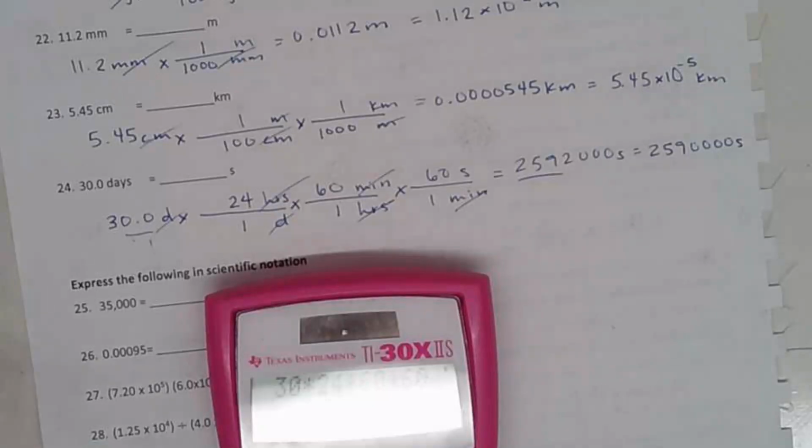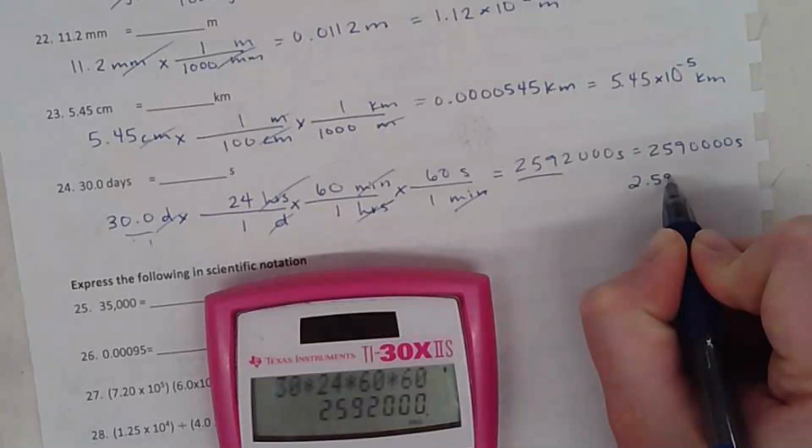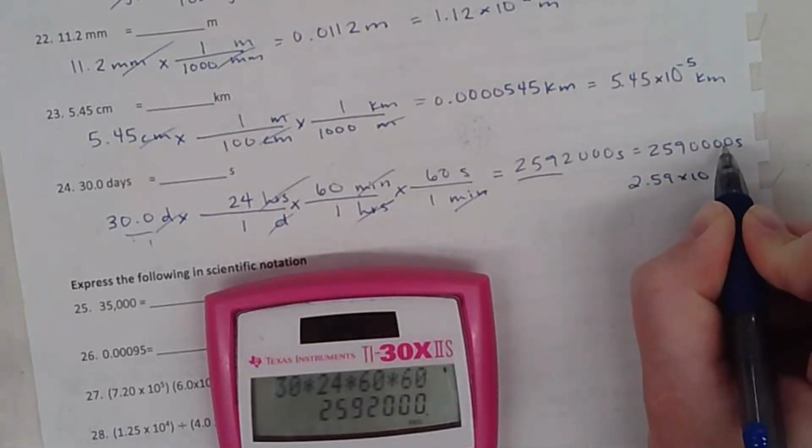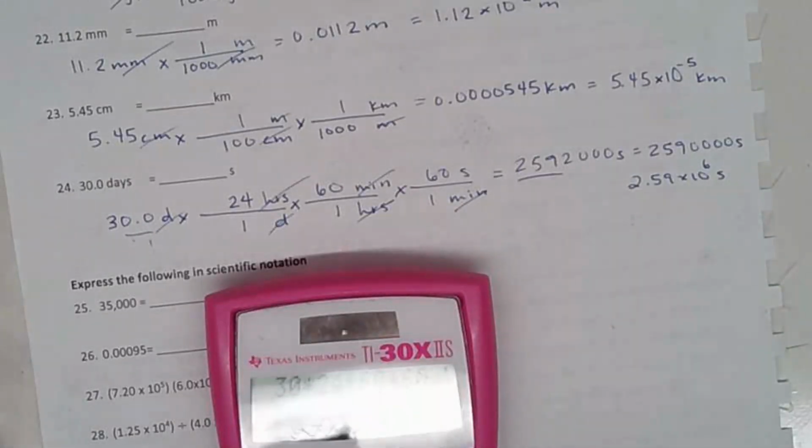We could practice changing that into scientific notation. Right, so I'd move it over to 2.59 times 10 to the 1, 2, 3, 4, 5, 6 seconds. Or the same number.